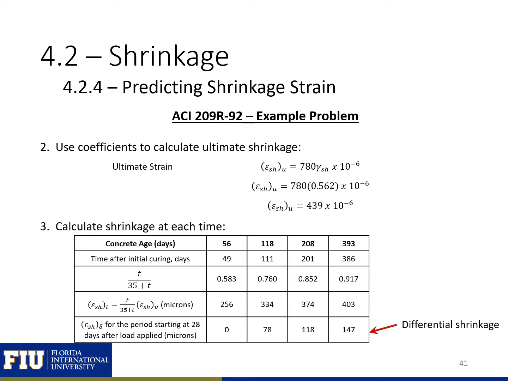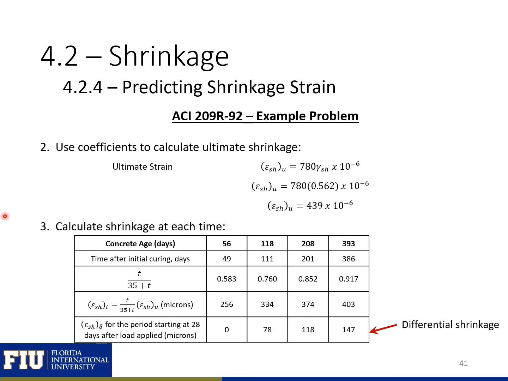The next step is we need to use our coefficients to calculate our ultimate shrinkage. Here what we're doing is taking 780 microstrain times each one of the factors on the previous slide. So all the factors times each other on the previous slide would give us 0.562. So we're taking 0.562 times 780 microstrain to give us an ultimate shrinkage strain of 439 microstrain.